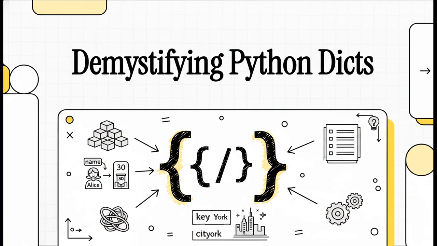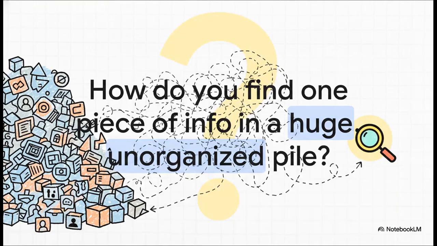All right, let's talk about one of Python's absolute best tools, the dictionary. We're going to demystify this thing, starting with a really common problem, and then see how dictionaries just solve it. So, picture this, right? You've got this gigantic, messy pile of data. I'm talking thousands of contacts, maybe user profiles, whatever. And your job is to find one single thing in all that mess. How on earth are you supposed to do that without spending all day on it?